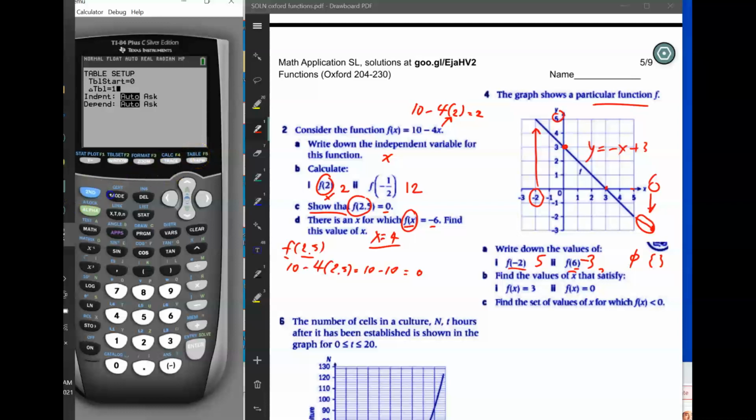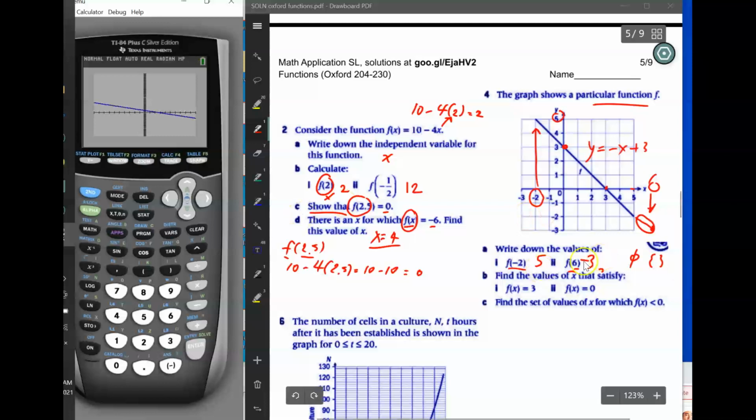Okay, and then I quit. Okay. And then table. Okay, and then I'm going to find the y value for x equals 6 by doing trace 6. Trace 6. Enter. And the answer is -3, like I guessed here.